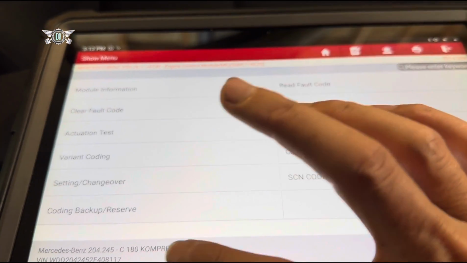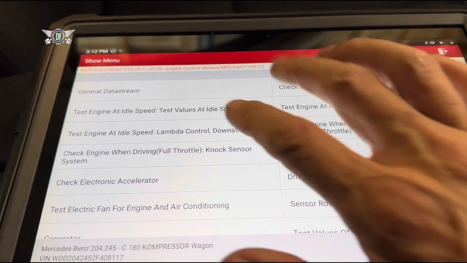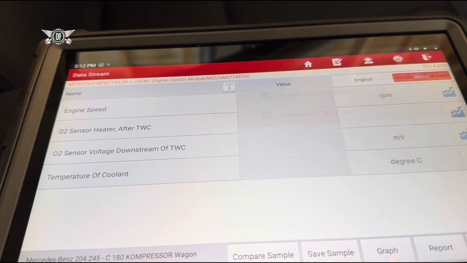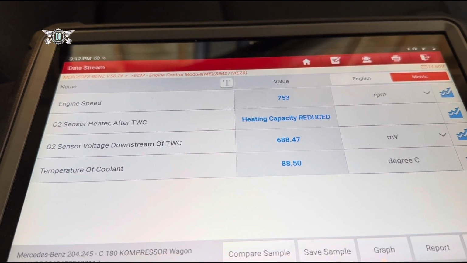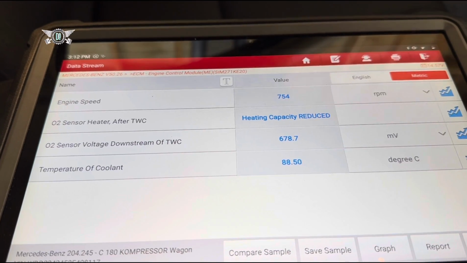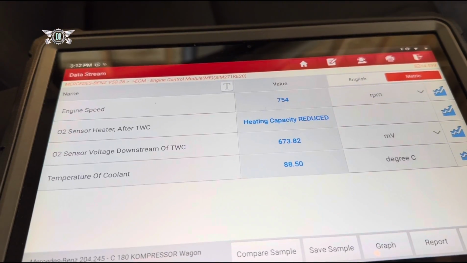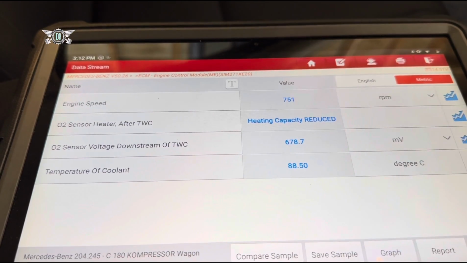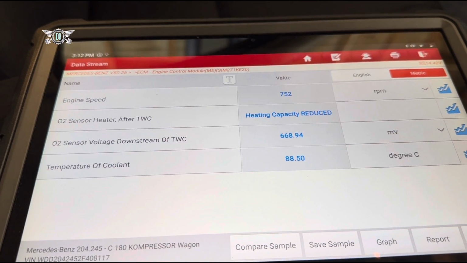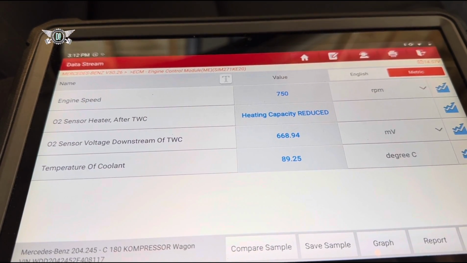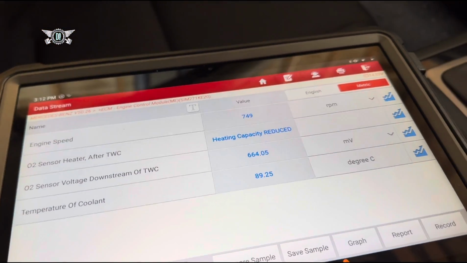So all that is left to do for me is to take the car for a little test drive and come back, make sure that there's no fault codes being generated. But I can already tell the figures here are different, so I'm happy with that, and I'm actually happy with the results.